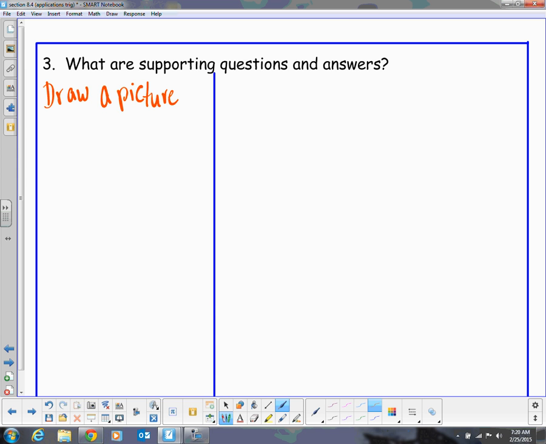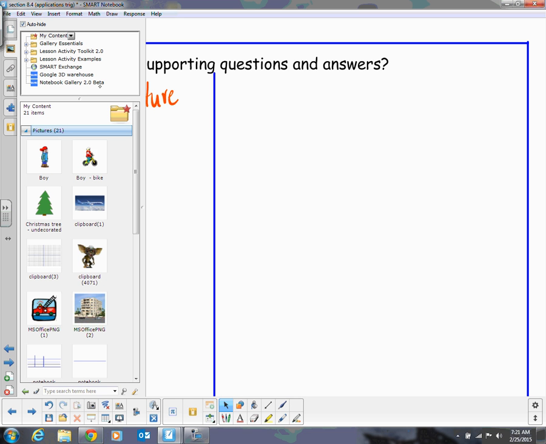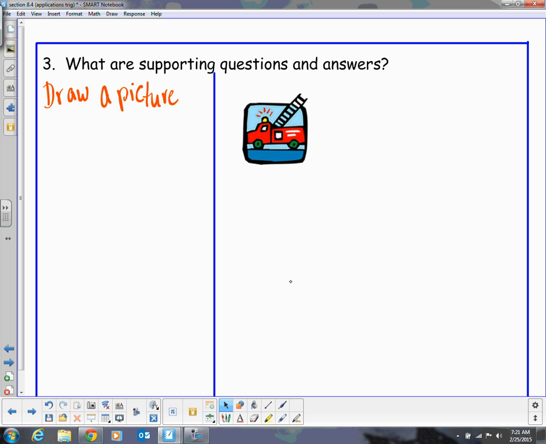A fire truck. We need a fire truck. So, artist, start drawing. You need a fire truck. I got mine. And where's the ladder going to be on your fire truck? On top.